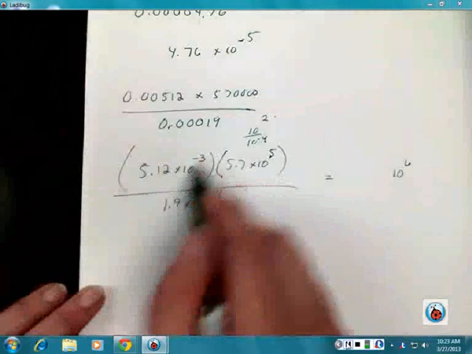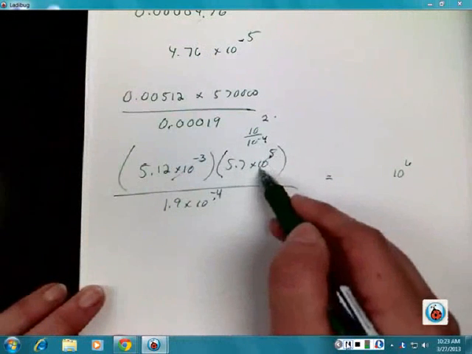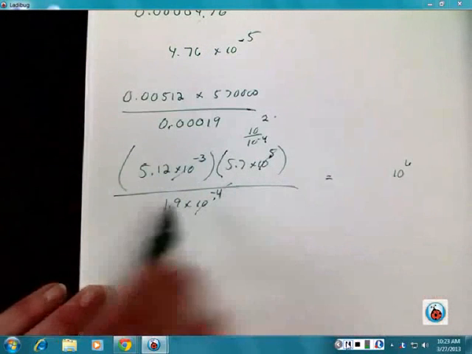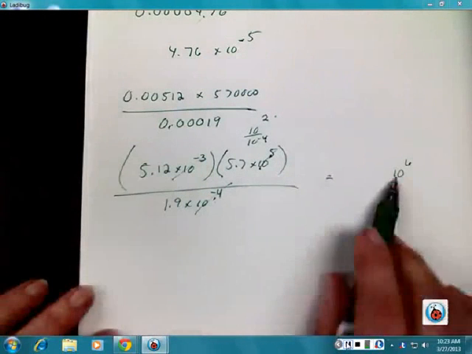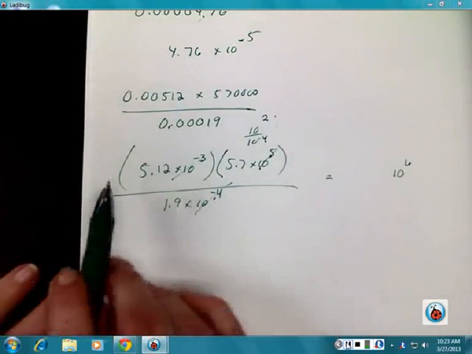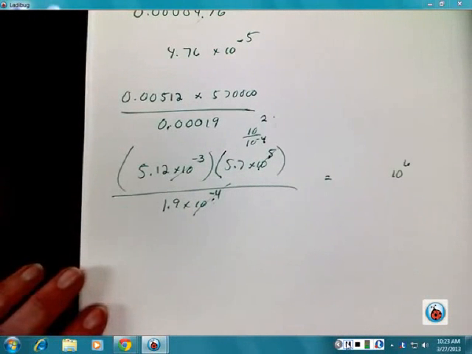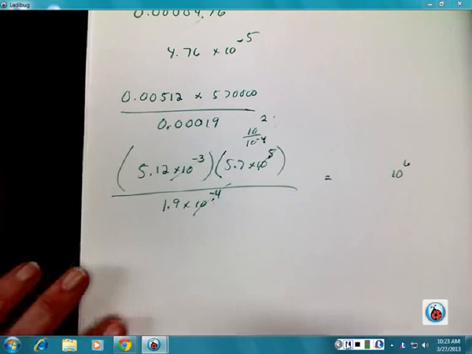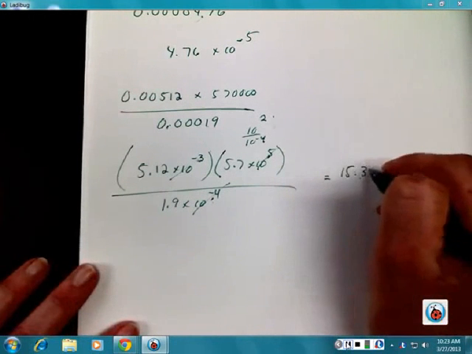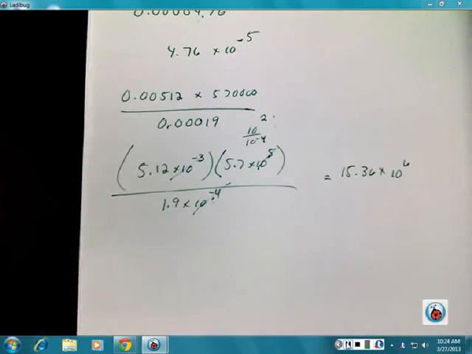So I've combined these together. I took these two and added them. Then I subtracted that one because it's a division, and I got 10 to the 6th power. Then I need to go back and do my multiplication. So 5.12, so take your calculators and put 5.12 times 5.7. Get that answer. Divide it by 1.9. Get that answer. And that happens to come out to be 15.36 times 10 to the 6th power.